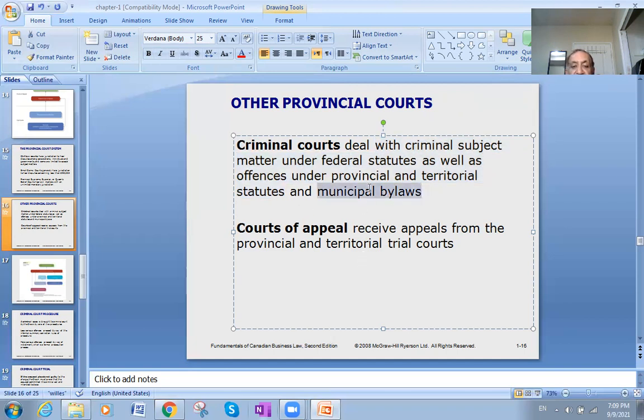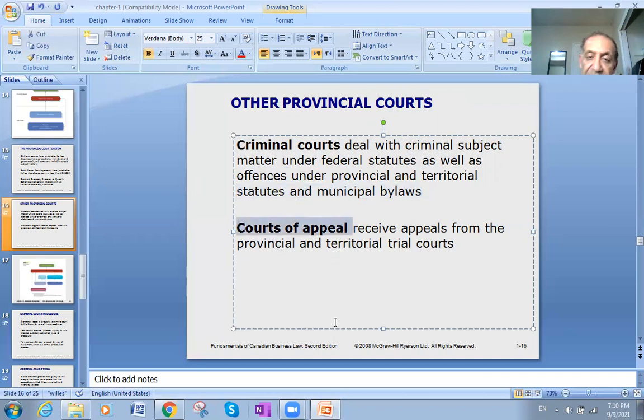And municipal bylaws, like the city of Toronto. This is an example for the municipal bylaw. Okay, so these are the criminal courts. Again, the criminal courts deal with criminal subject matter under federal statutes, as well as offenses. So it is regarding crimes and offenses under provincial or territorial statutes and municipal bylaws.